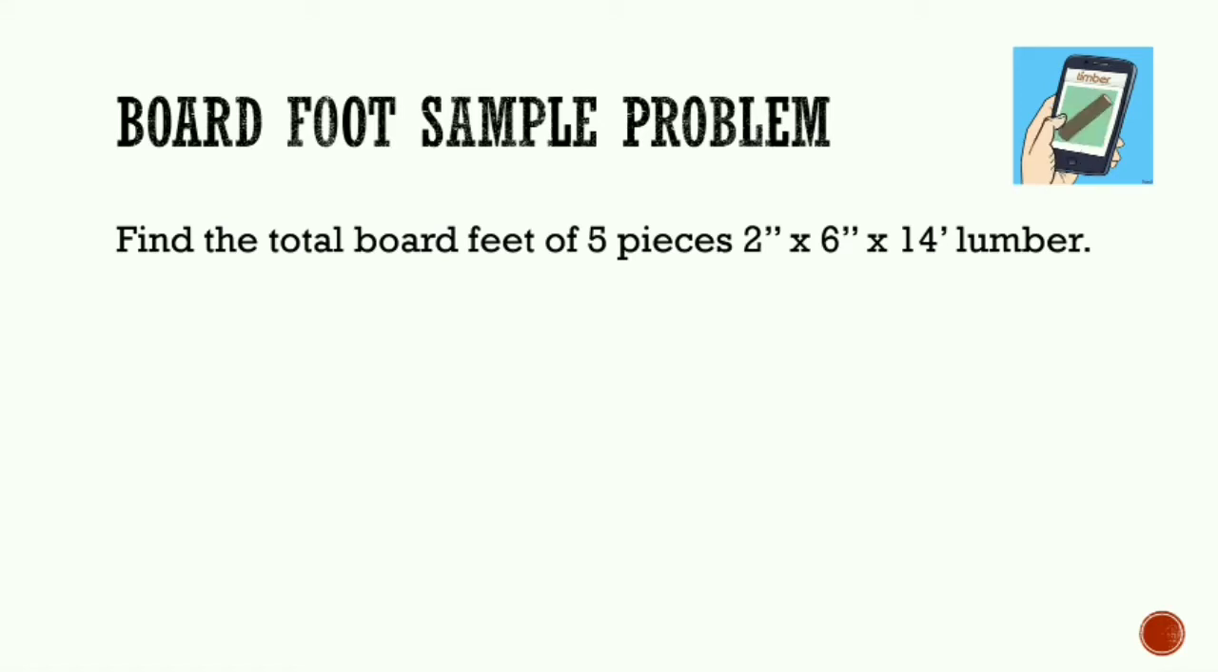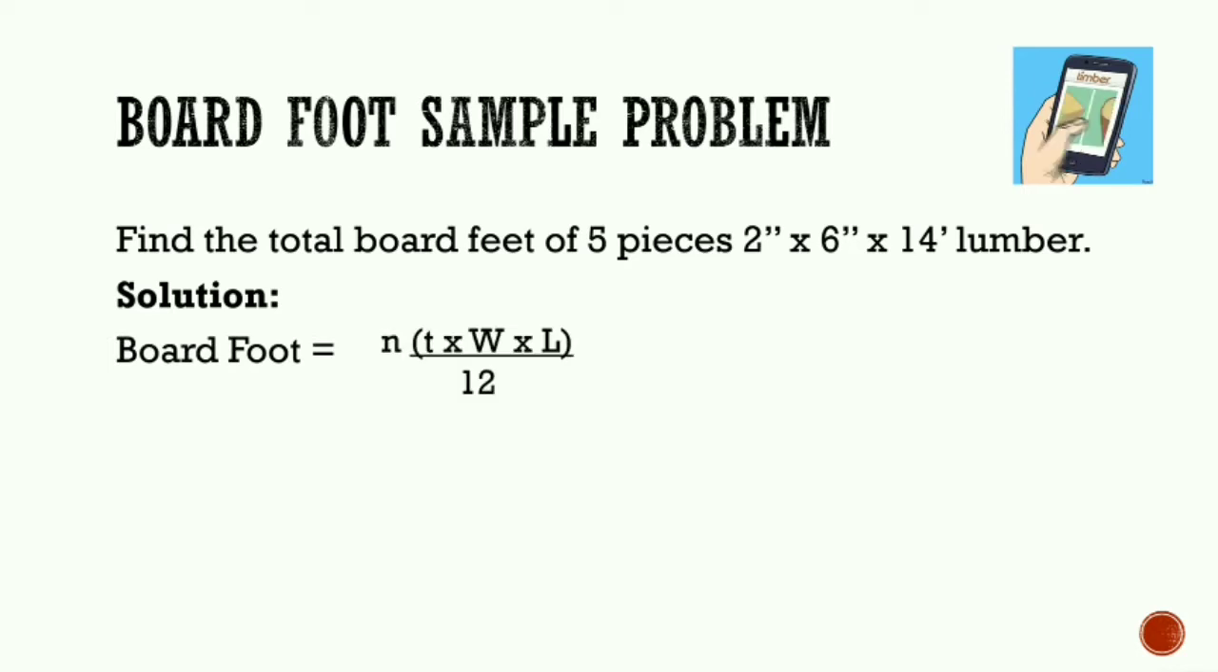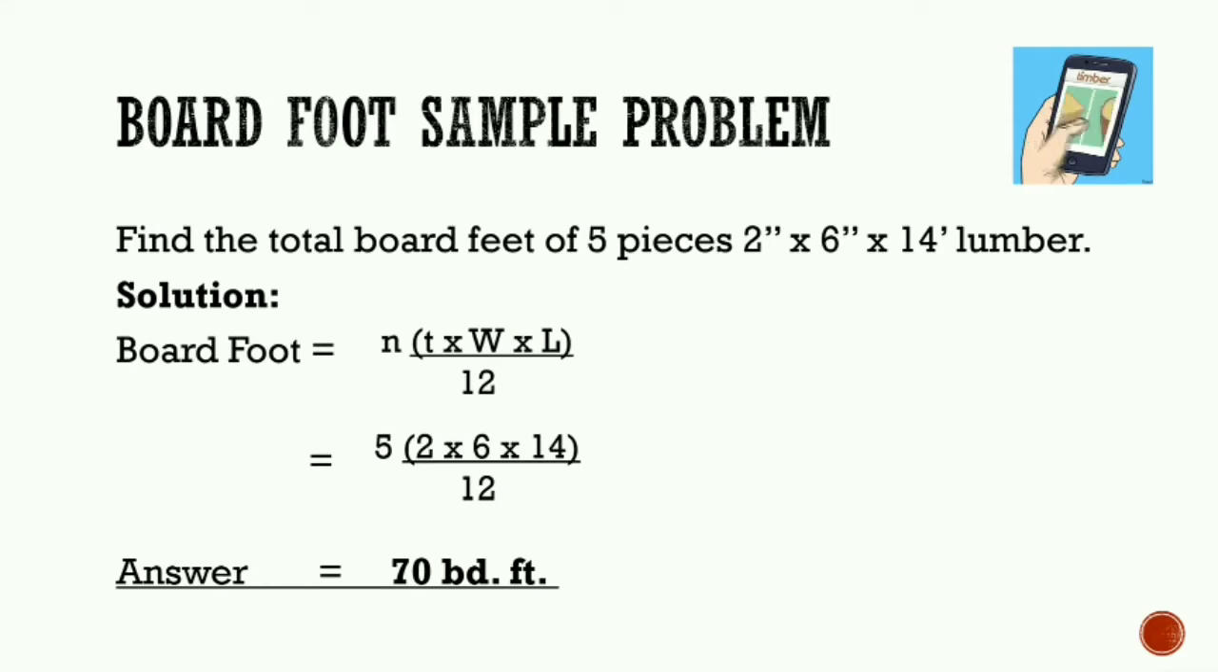Here is an example of a board foot problem. Find the total board feet of 5 pieces of 2 inch by 6 inch by 14 feet lumber. Solution: the formula for board foot is equal to n, the number of pieces, times t, the thickness, times w, the width, times l, the length, all over 12. That is 5 multiplied by 2 by 6 by 14 over 12. These values are already given, so we only have to substitute them. The answer would be 70 board feet.